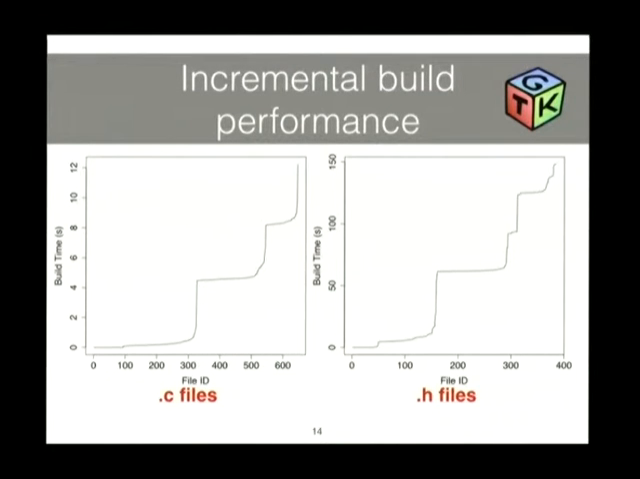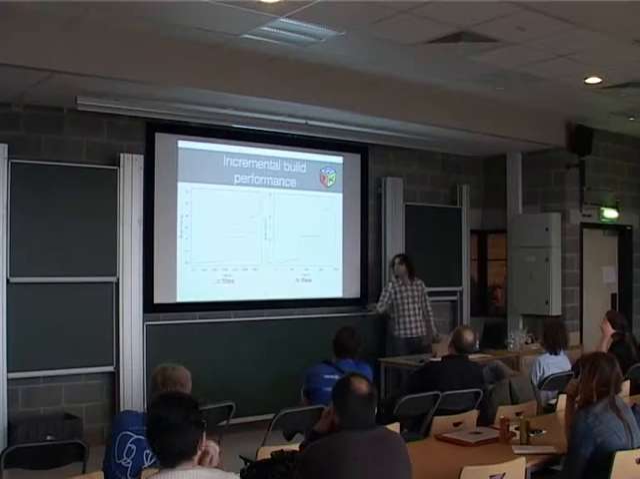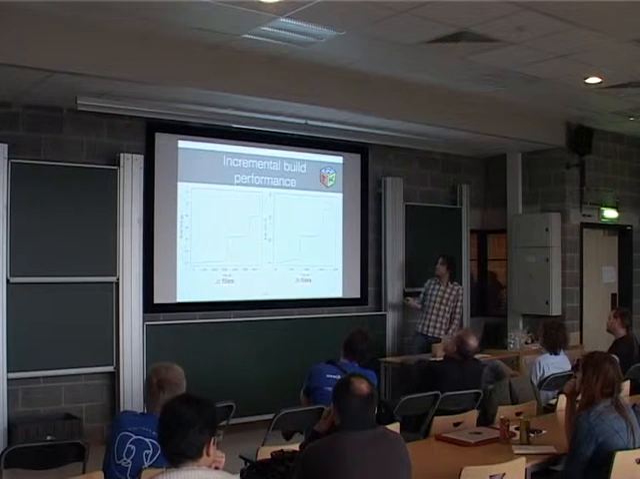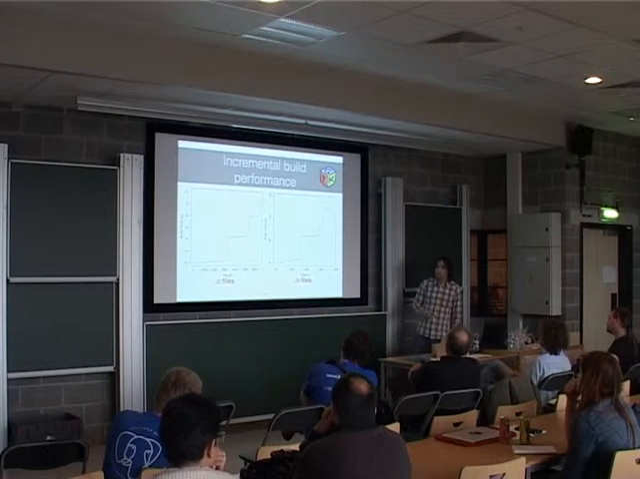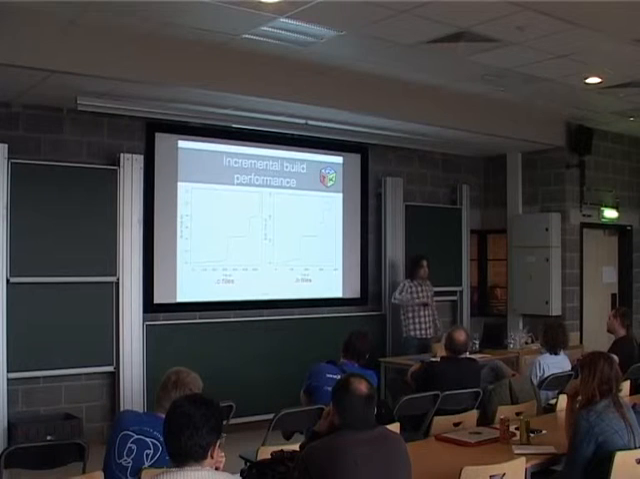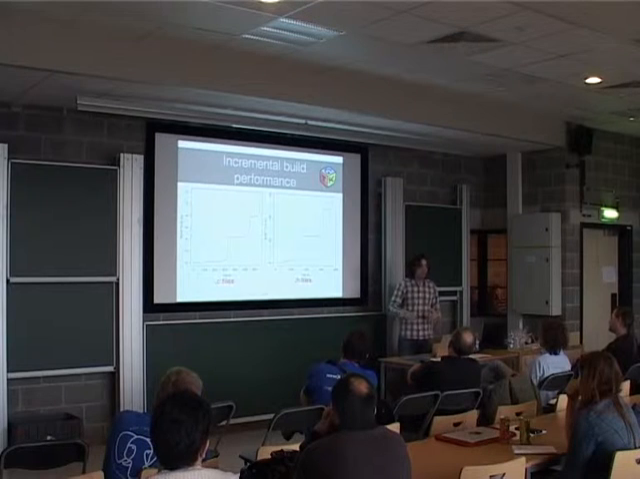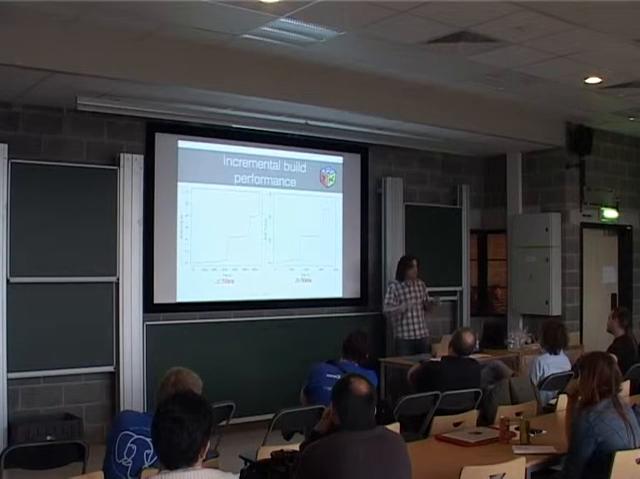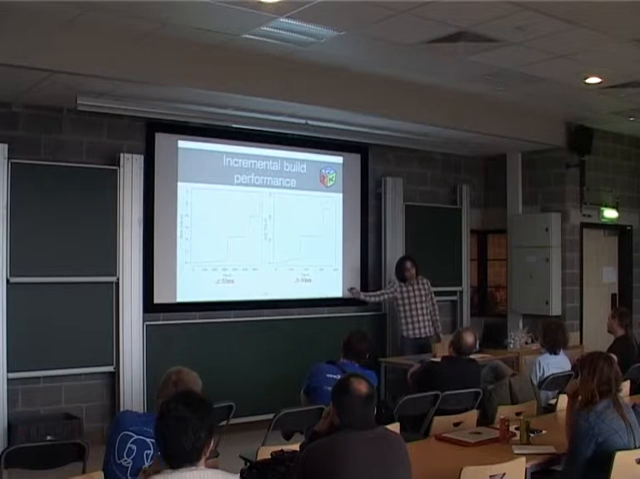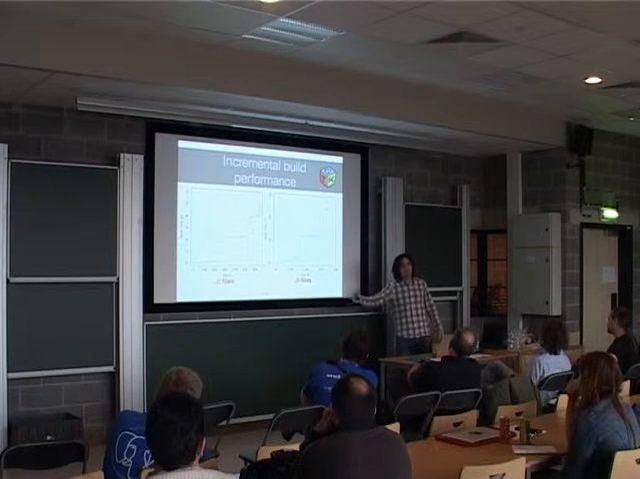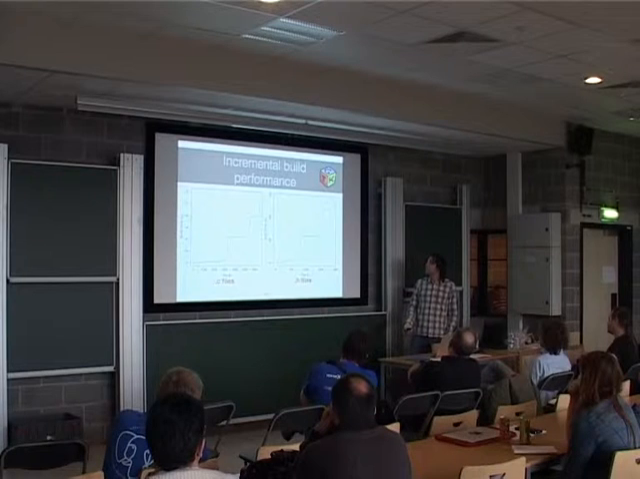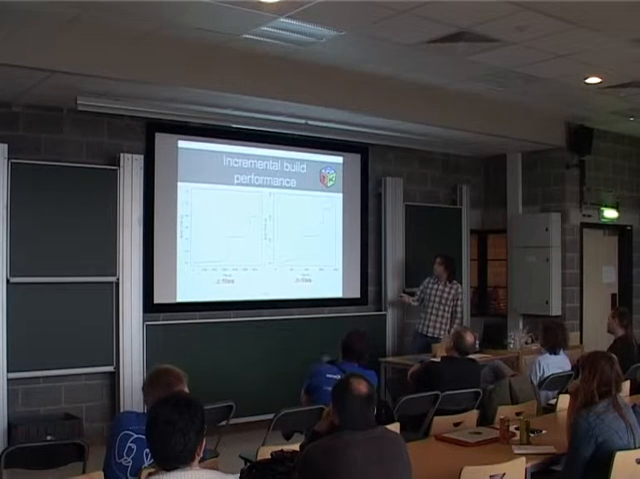We saw some interesting things here. For example, down here is where we would expect most .c files to be, triggering one compile and maybe a couple of links. But there were these jumps in the GTK build where some C files actually triggered several compile commands and several link commands as well. So we dug in and found that they had some code generators there, where if you changed that C file, it would end up regenerating some code and then recompiling and linking some stuff. So there was some interesting stuff there.